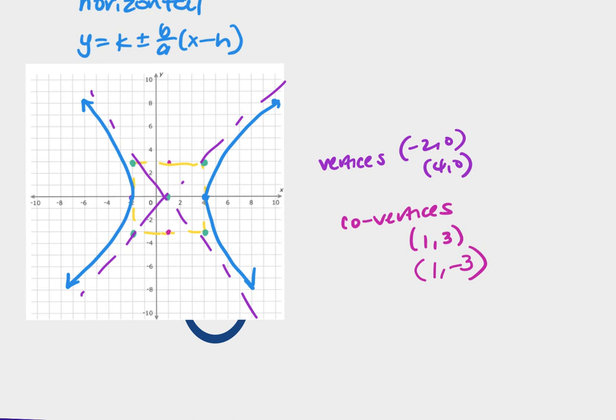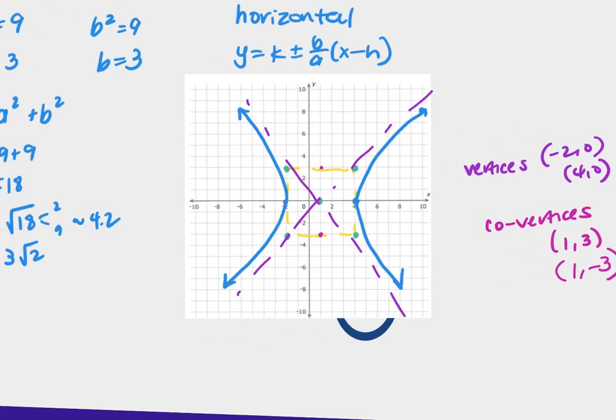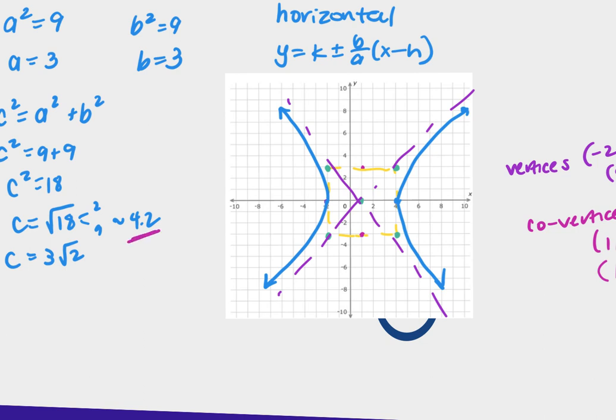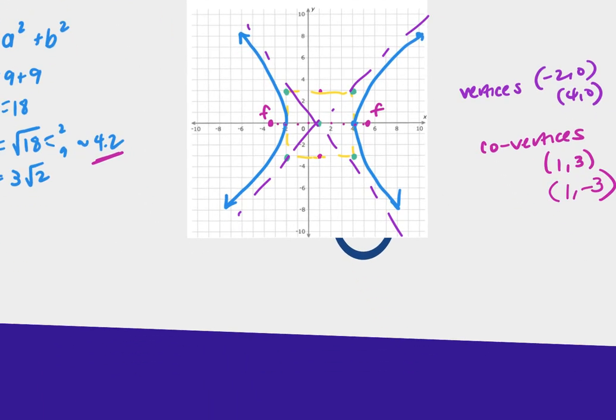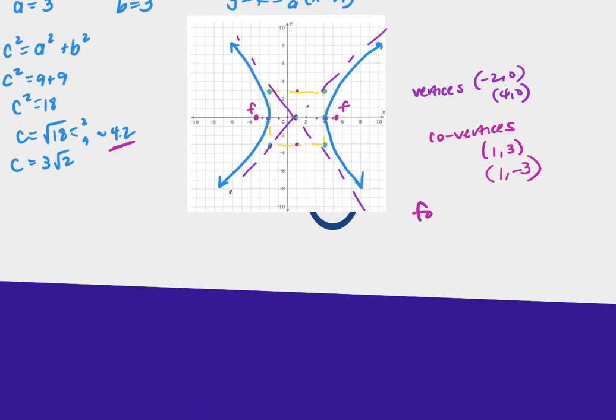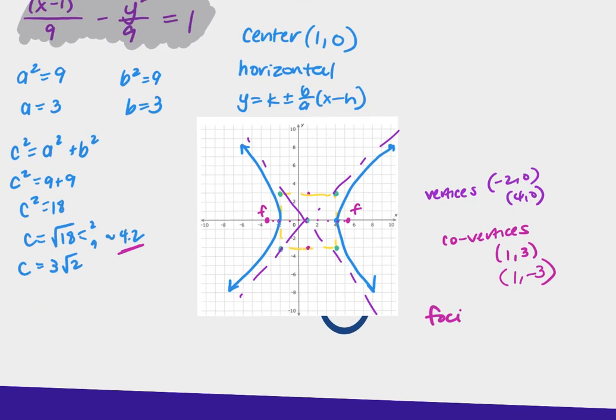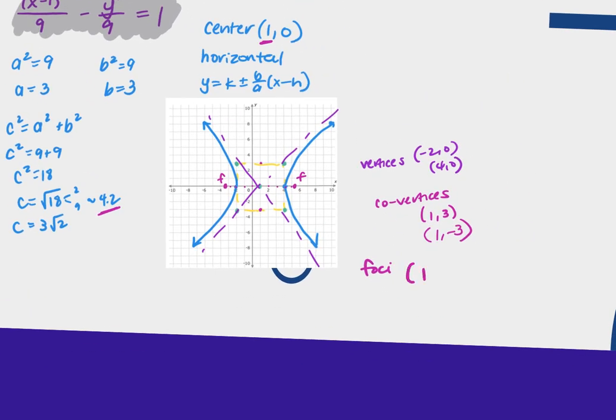If I was asked to graph the foci, I'd be going right and left approximately 4.2 on my graph. So 1, 2, 3, 4.2, 1, 2, 3, 4.2 would be the foci. But when I give those coordinates, they would have to be exact. So I'd take the x, which is 1, and I add and subtract the exact root, which is 3 root 2. And then I leave the y alone.